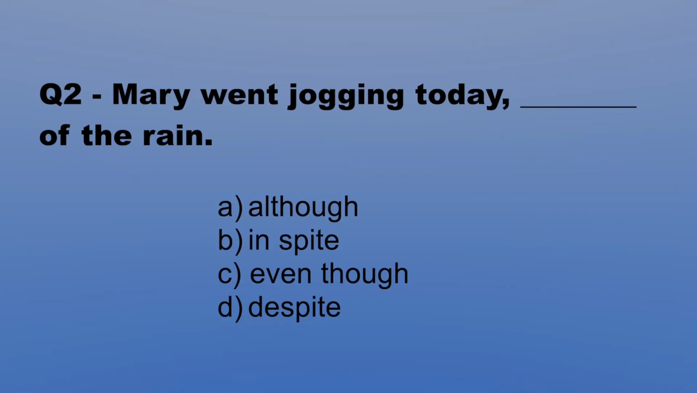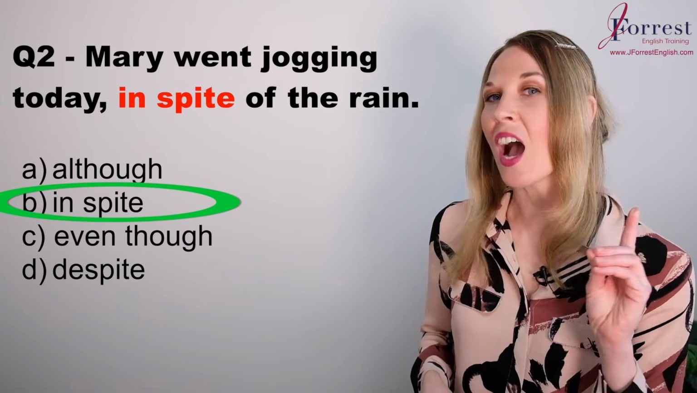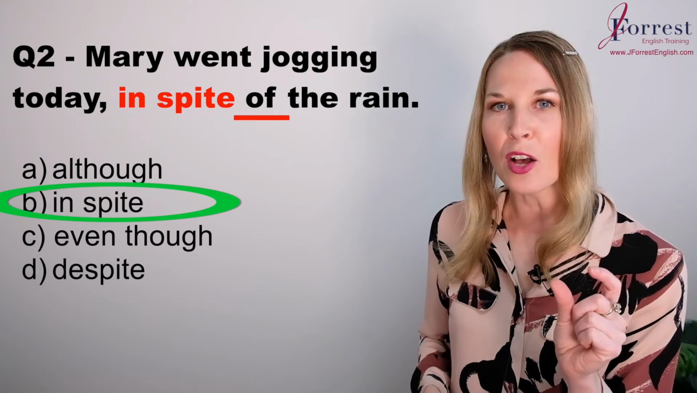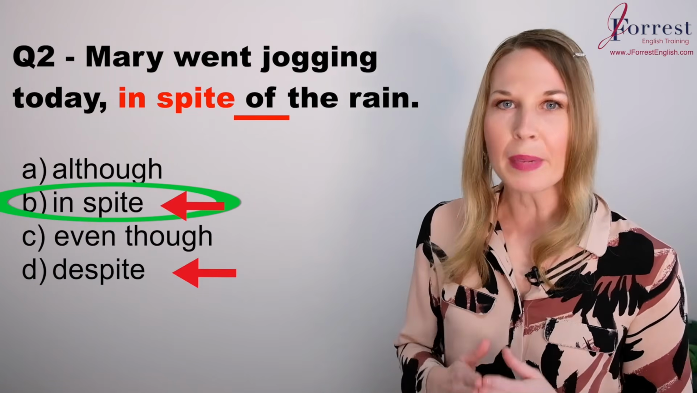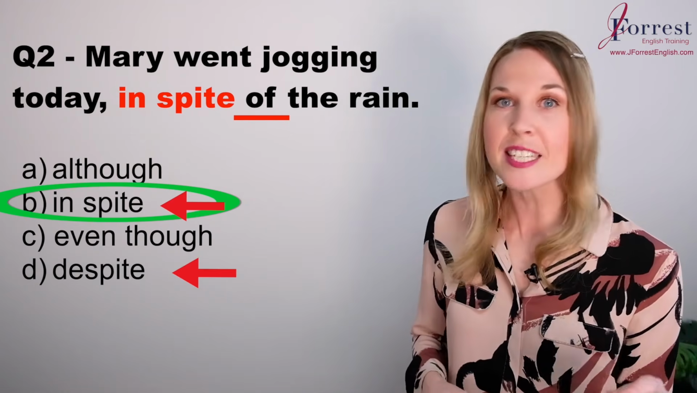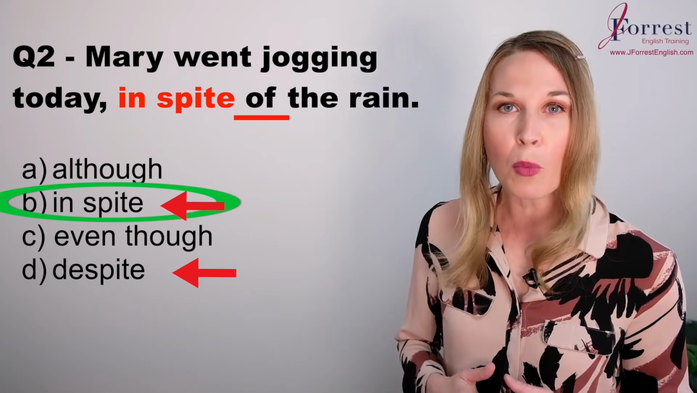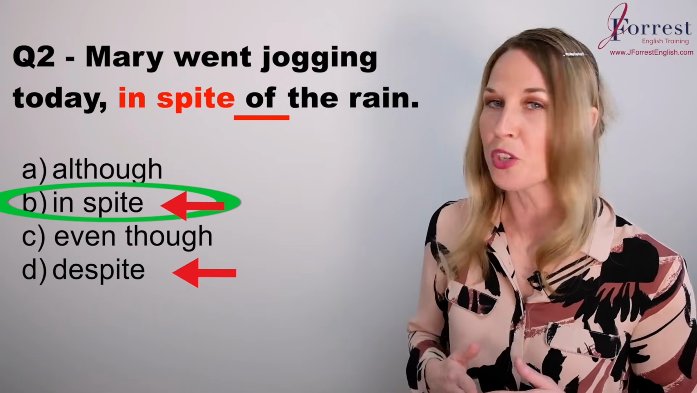Question 2. Mary went jogging today of the rain. The correct answer is B, in spite of the rain. And that's your key word here, of. In spite of and despite have the same meaning, but you don't say despite of. You just say despite. If you want to learn more about this, I have a full lesson explaining this. I'll leave the link in the description below.